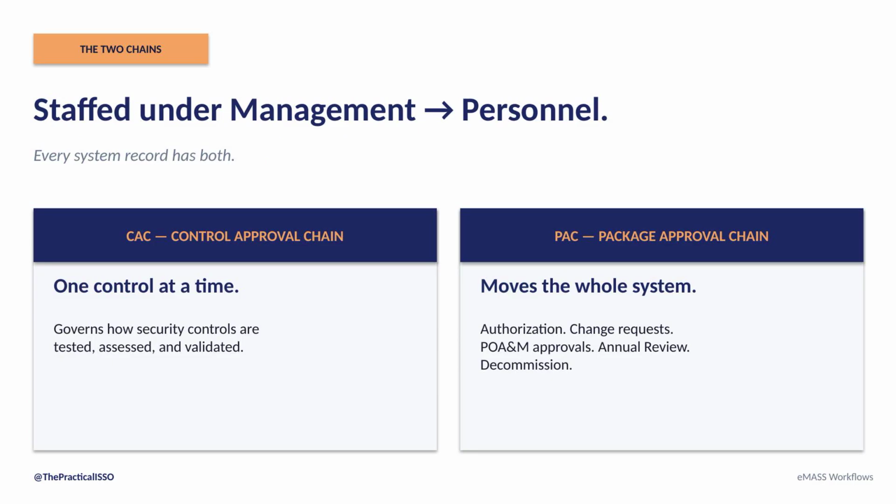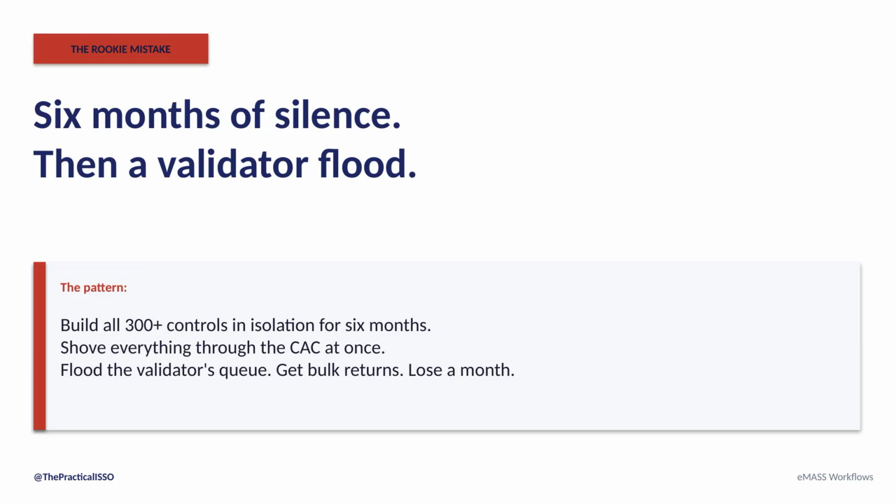Every system record has two chains, staffed under management, then personnel. The CAC, the control approval chain, governs how security controls are tested, assessed, and validated. One control at a time. The PAC, the package approval chain, governs the workflows that move your system authorization, change requests, plan of action and milestones approvals, the annual security review, and one day, decommission.